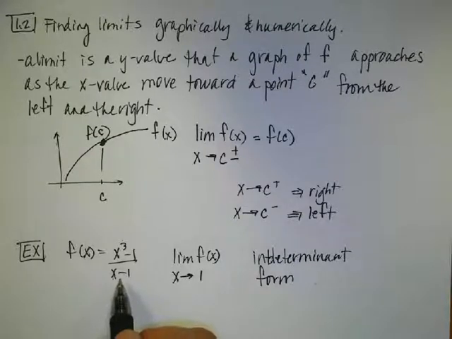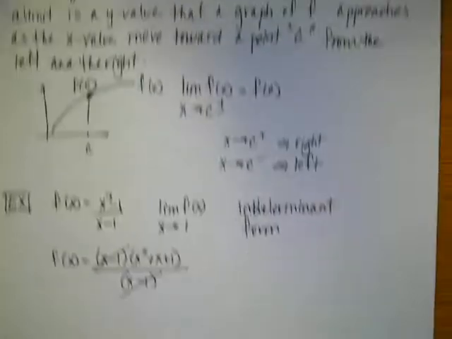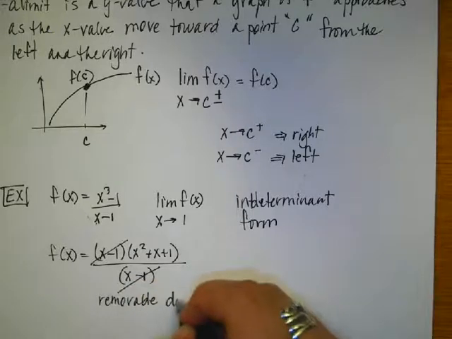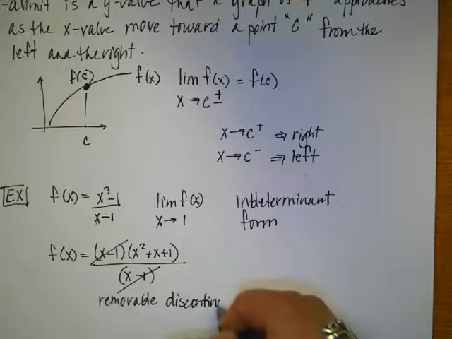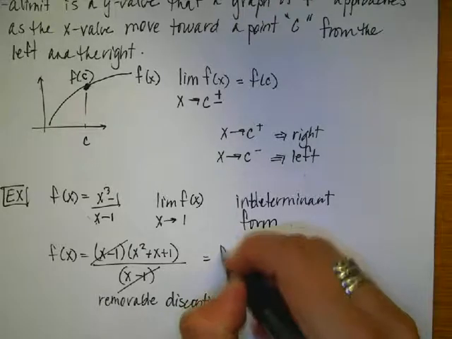So I'm going to rewrite this function by factoring the top. In case you don't remember, it's x minus 1, and then x squared plus x plus 1. Okay, it's a difference of cubes. And then the bottom is x minus 1. Well, these two little guys go away because it is a removable discontinuity. We'll talk about that again more as we go along. Alrighty. So if I do that, now my function is a little bit more polite.